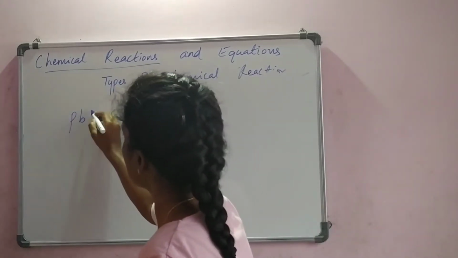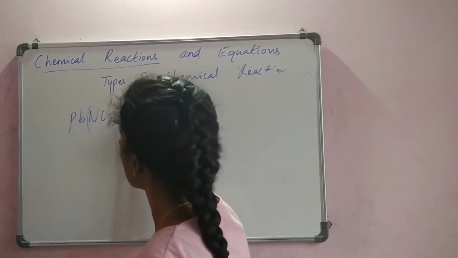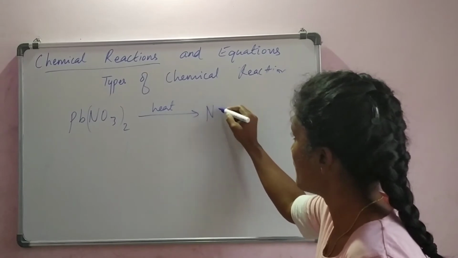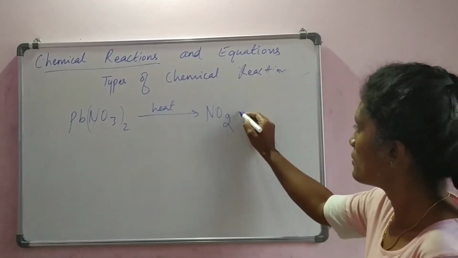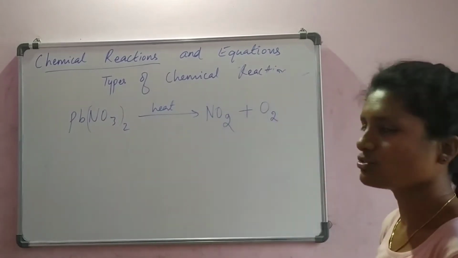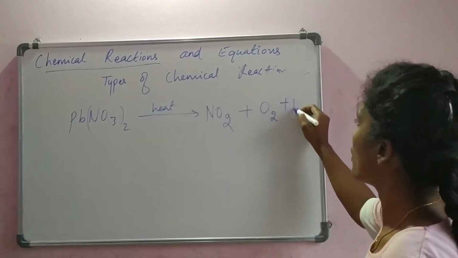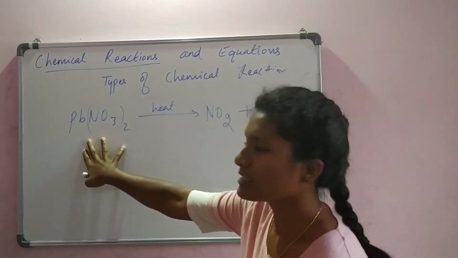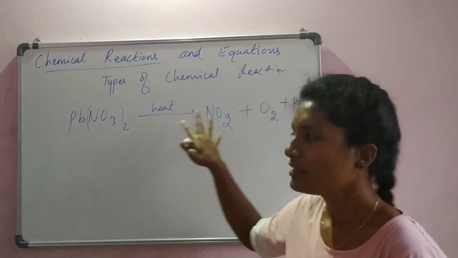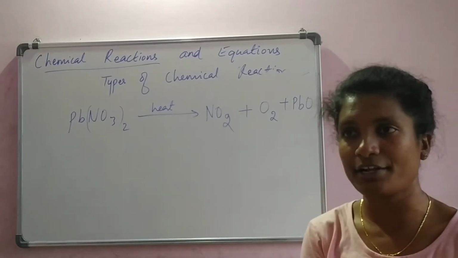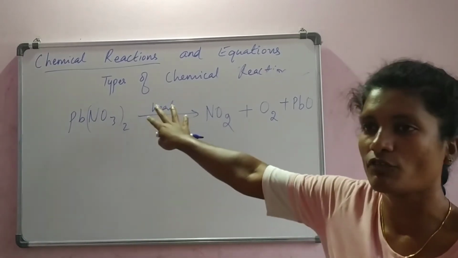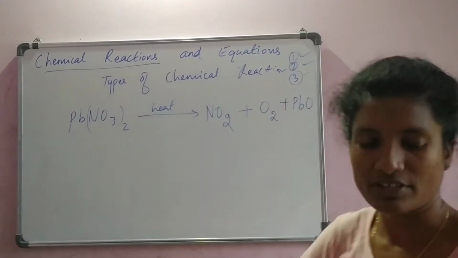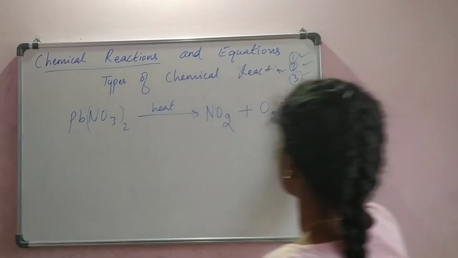So lead nitrate, which was heated, what did we get? Initially we got nitrogen dioxide, then we got oxygen. Oxygen is usually in molecular state, and we also got lead monoxide. Simple. This is a single compound which was heated. It got split into multiple substances, which is an example of thermal decomposition. So 1, 2, the third one is left out. We'll see that activity now.